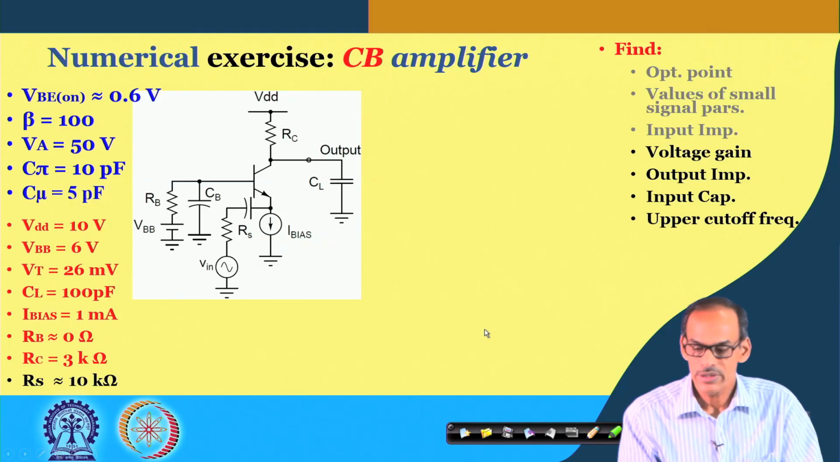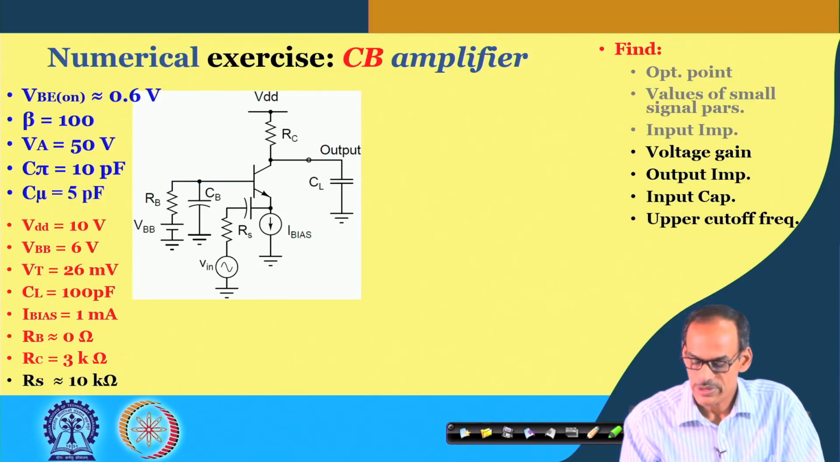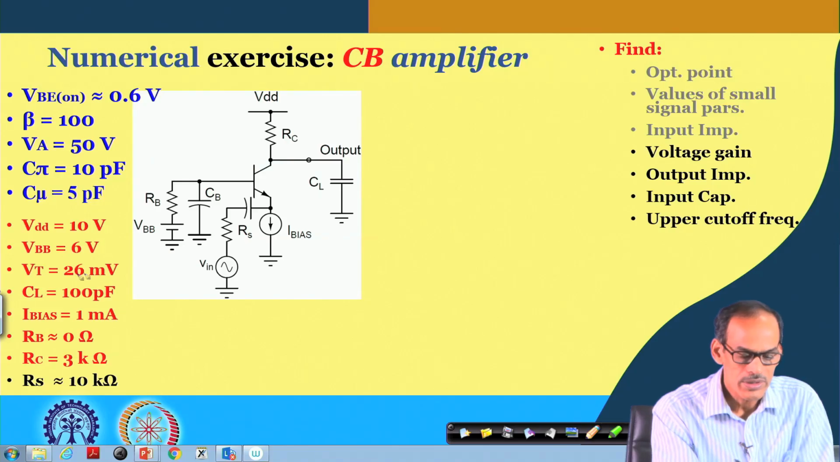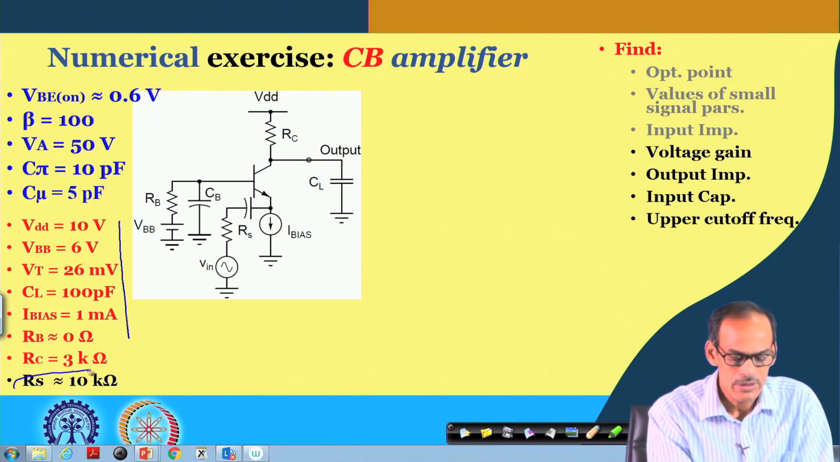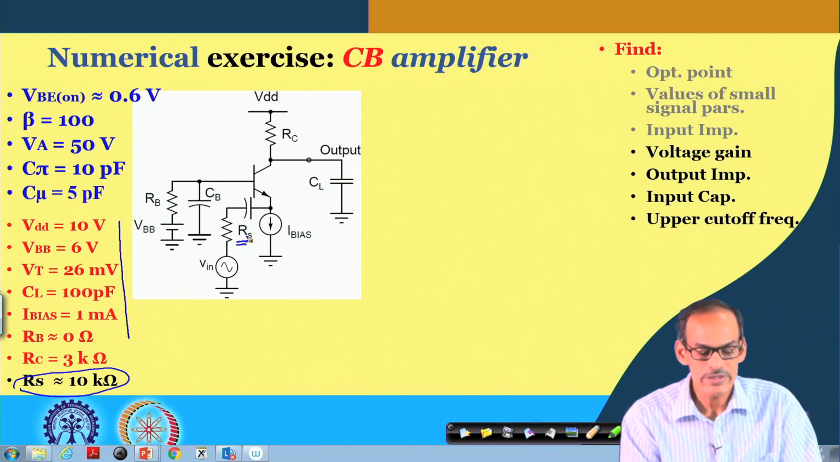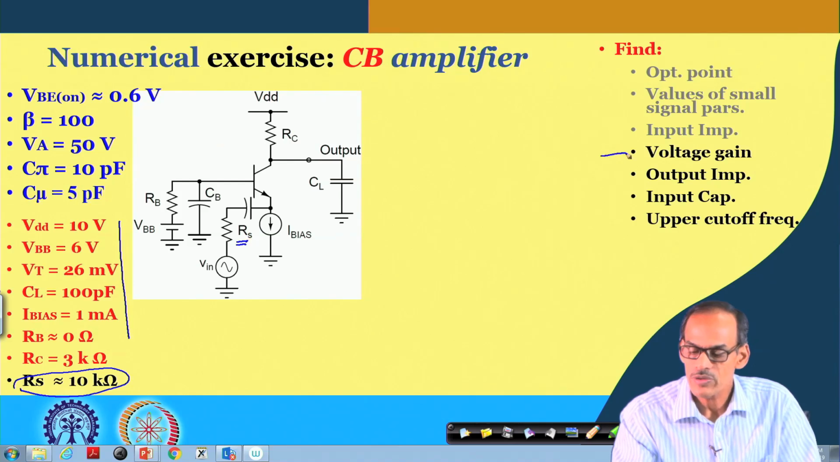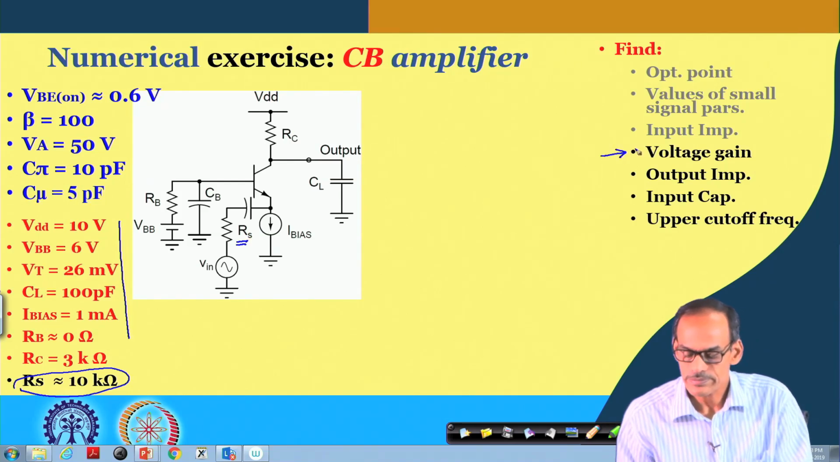Yes, so this is exactly what I was telling, that all the parameters here we are taking the same except the source resistance. So, we are considering the source resistance to be 10 kilo ohm. Now, let us see what will be the corresponding voltage gain.